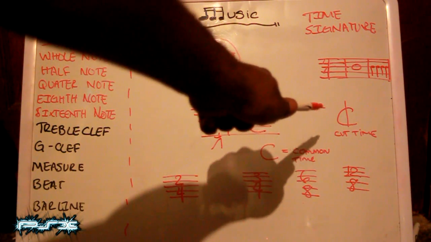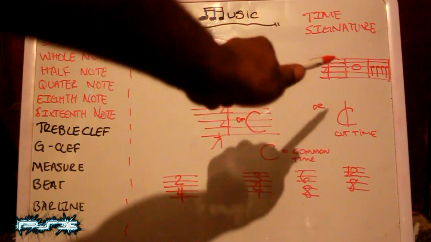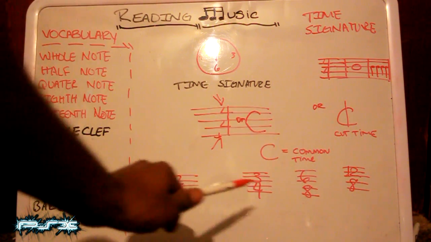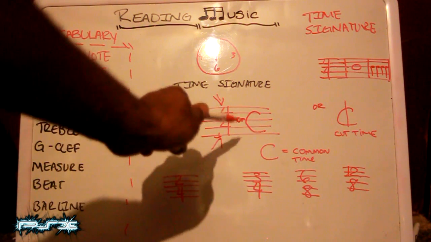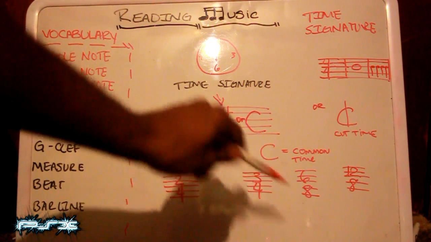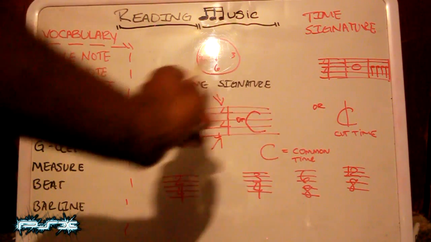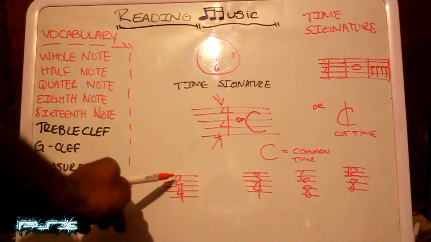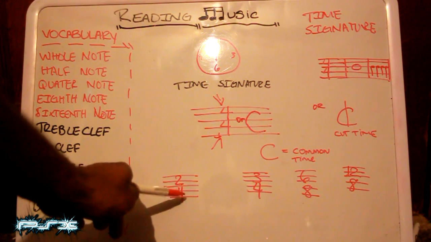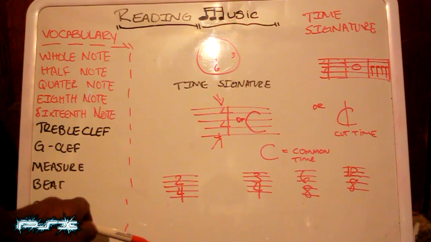You'll also see time depicted with this cut C, or C with the line in the middle. That means cut time. C means common time. Common time is the same thing as 4/4. It's just written with a C. Cut time is half of 4, or 2/4. 2 quarter notes per measure.